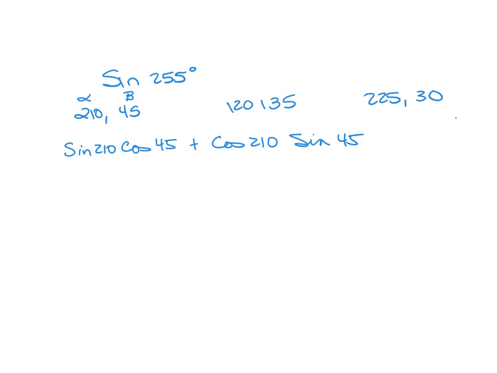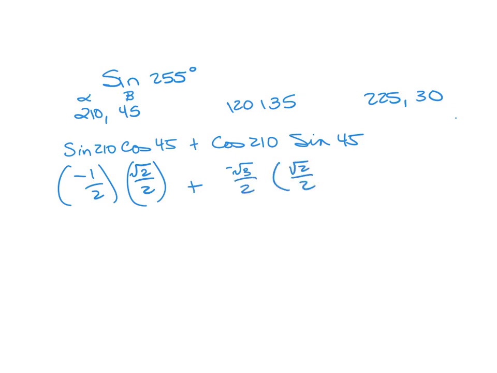And who is the sine of 210? Negative one half. The cosine of 45 is root 2 over 2. And the cosine of 210 is negative root 3 over 2. And the sine of 45 is another root 2 over 2. All of these answers kind of look alike, but they all have different signs, so you've got to be careful.